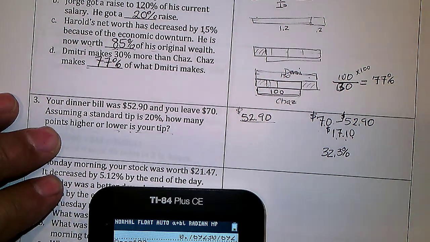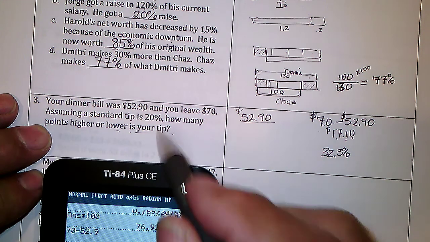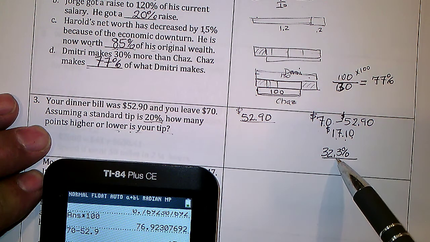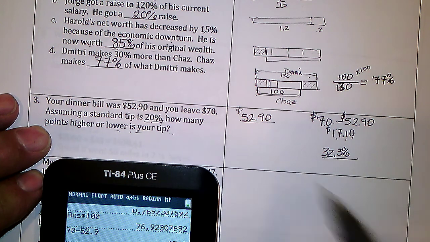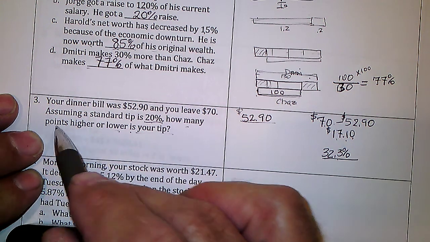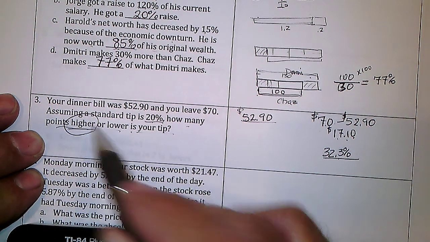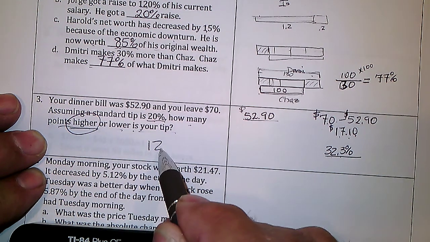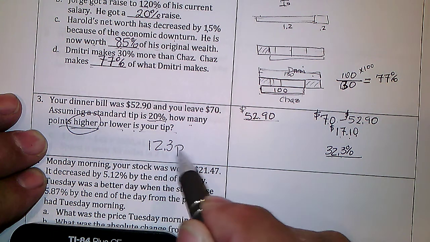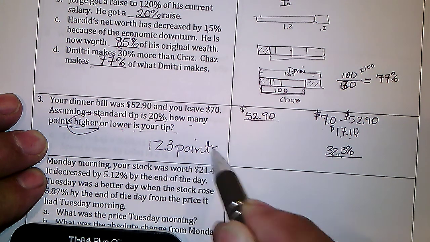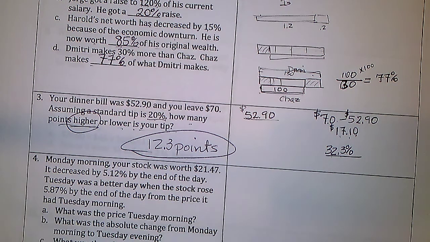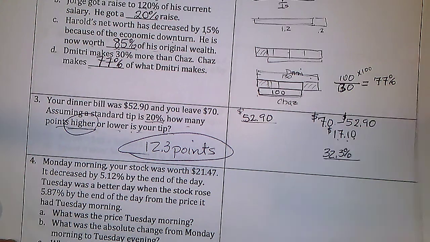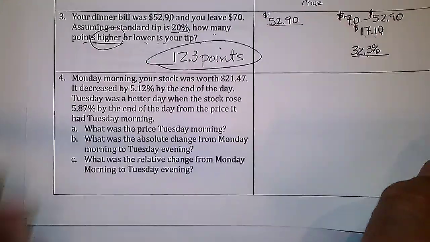But the normal tip is 20%. So how many percentage points higher is this than that? So your tip was higher by 20% from 32%, 12.3 percentage points higher. You gave a bigger tip than was needed. Okay, you were so generous.